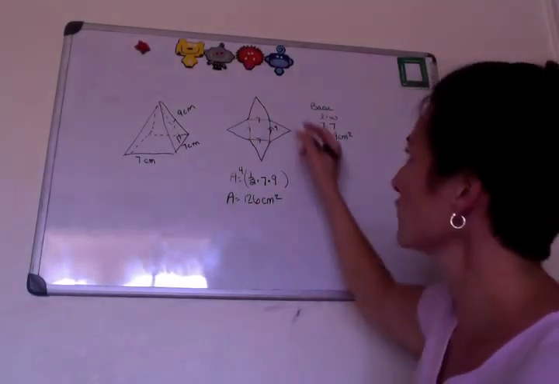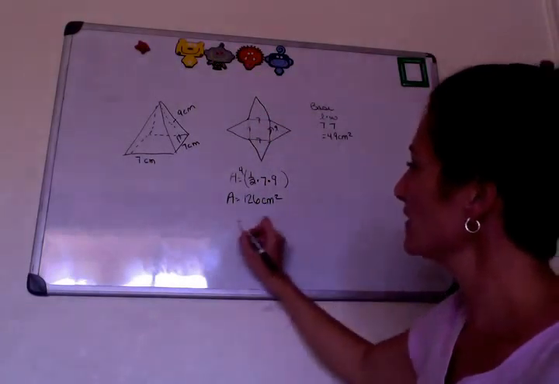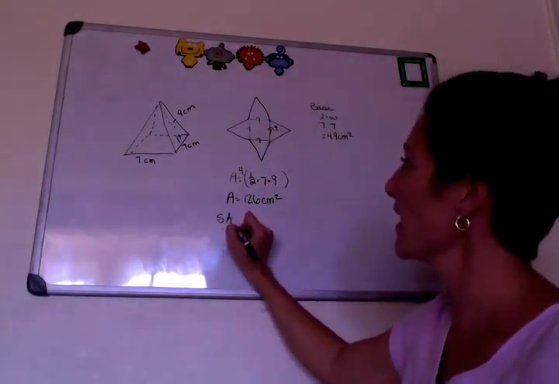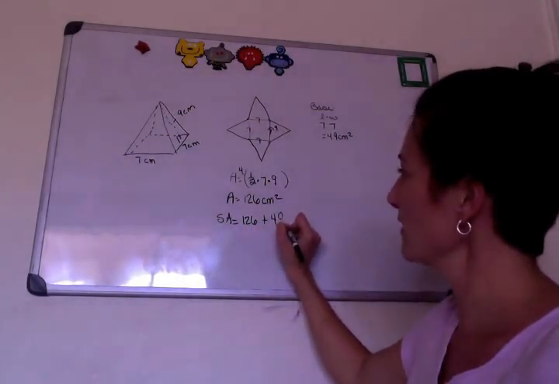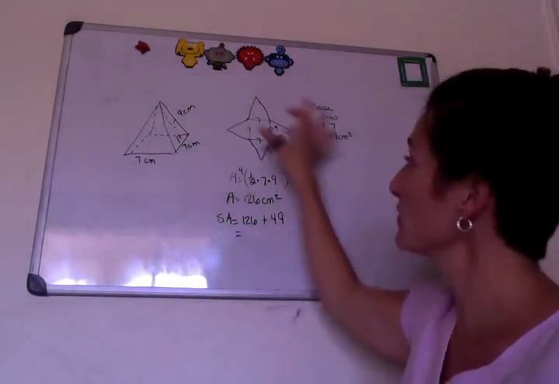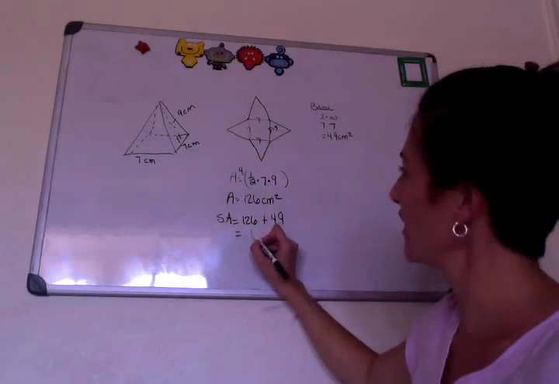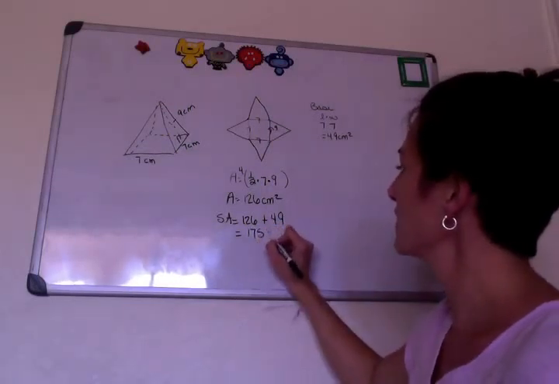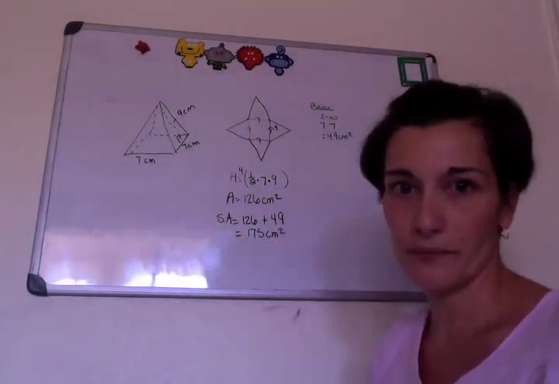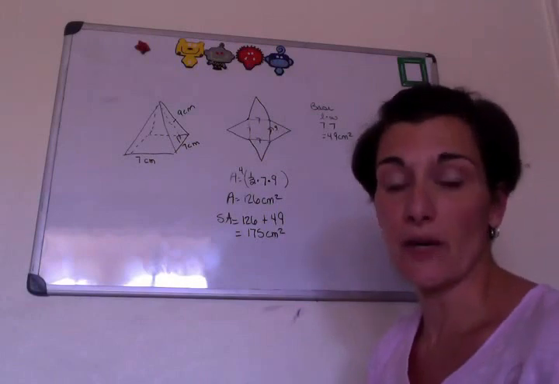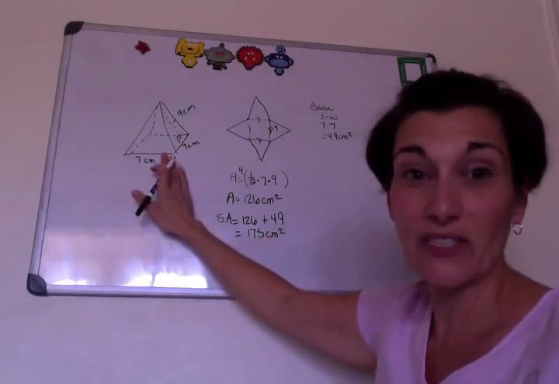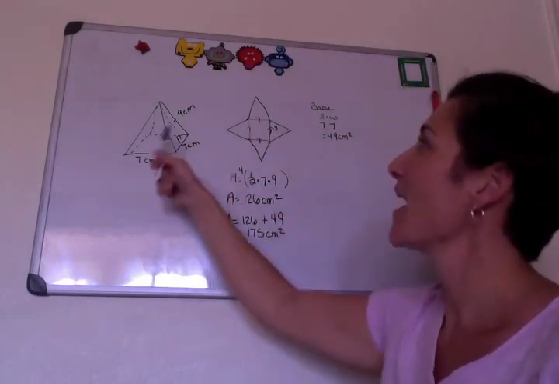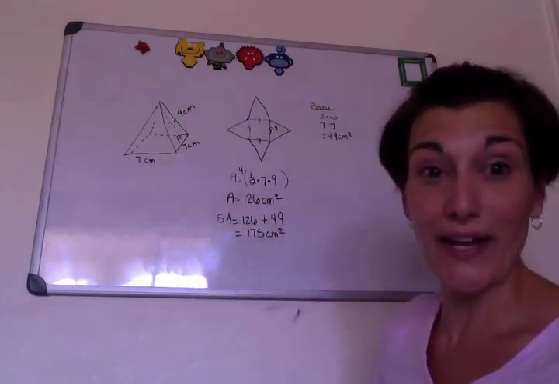So now that's for all of my triangles. Plus, to figure out the surface area, I have to add it to my 49 to give me a total surface area, in this case, of 175 centimeters squared. So, pyramids, not prisms. Pyramids, figure out the base. This case it was a square. It could be a rectangle. And then figure out your triangles on the sides.